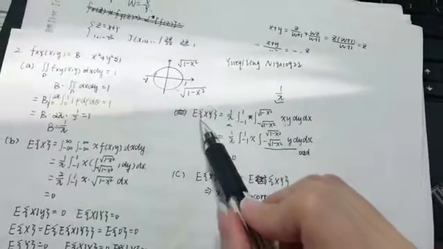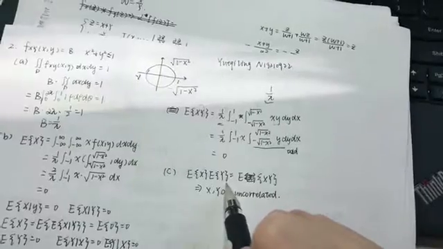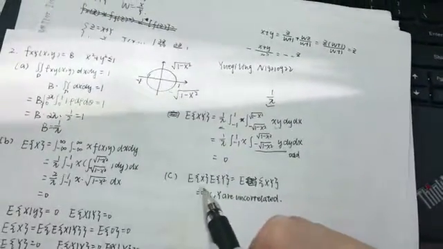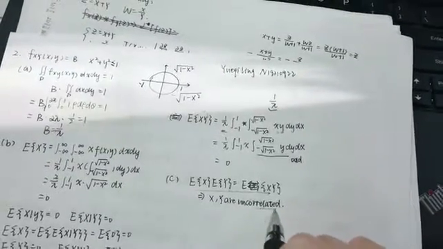Since the expectation of xy equals 0, and E(x) and E(y) separately equal 0, we can easily find that they are equal, and that is, x and y are uncorrelated.